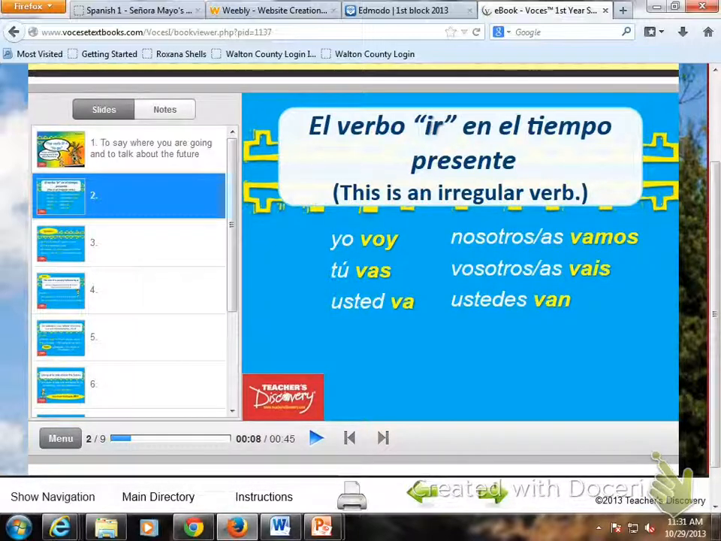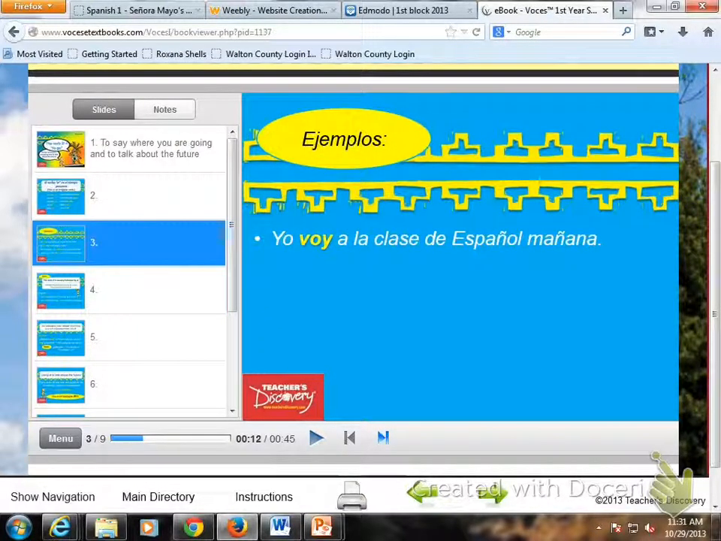Remember that we don't use vosotros. Instead of vosotros, we use ustedes because it's better to be formal than to be informal. But anything else that's singular would be va. Anything else that's plural would be van. Okay. All right, couple of examples.